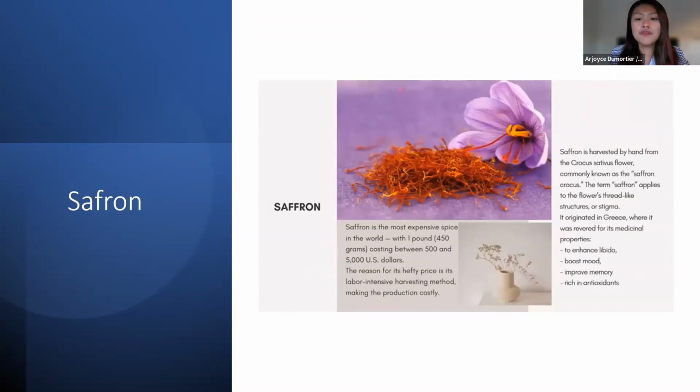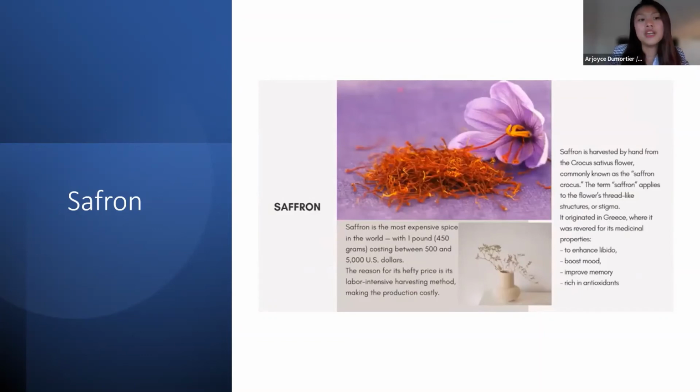The reason for its hefty price is its labor-intensive harvesting methods, making the production costly because they harvest it by hand. Saffron is harvested by hand from the Crocus sativus flower, commonly known as the saffron crocus. The term saffron applies to the flower's thread-like structures, or stigma. It originated in Greece, where it was revered for its medicinal properties.